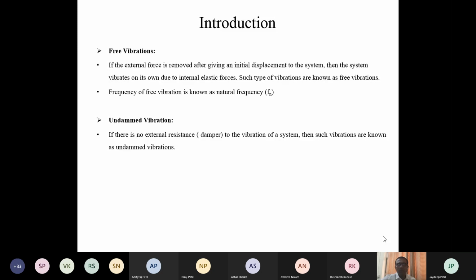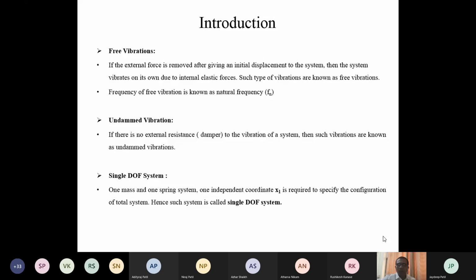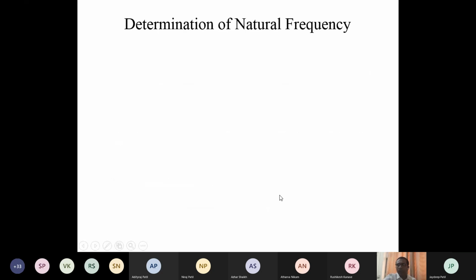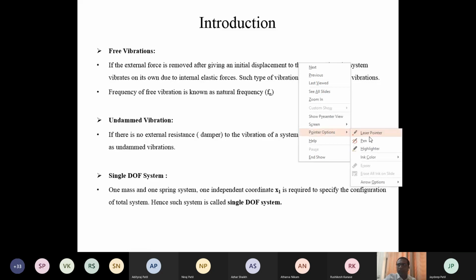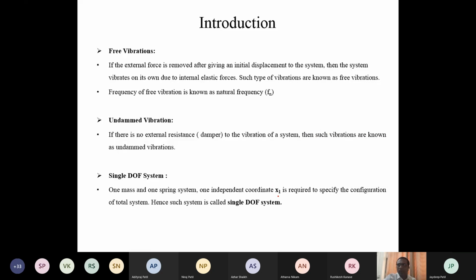And last is single degree of freedom vibration. Okay. What will there be in a single degree? Only one parameter is required to define the motion of the vibrating system, and that parameter is either linear, x, or angular, theta. If the motion is linear, then you can say it is x. And if it is angular, you can denote this angular motion by theta. Like this.